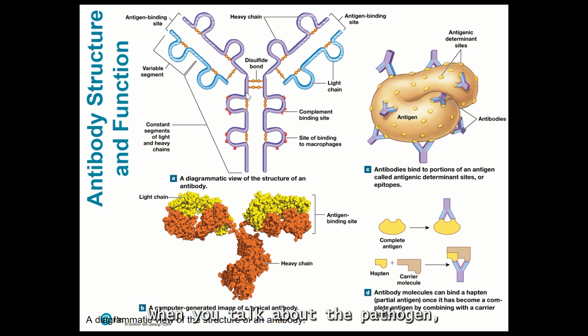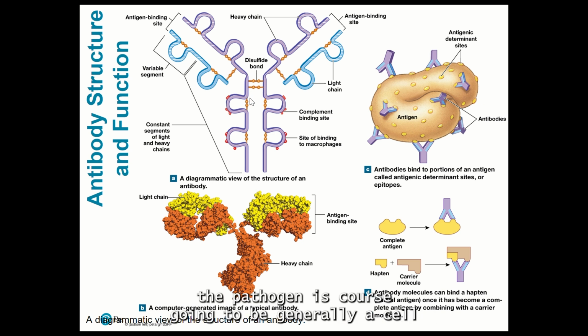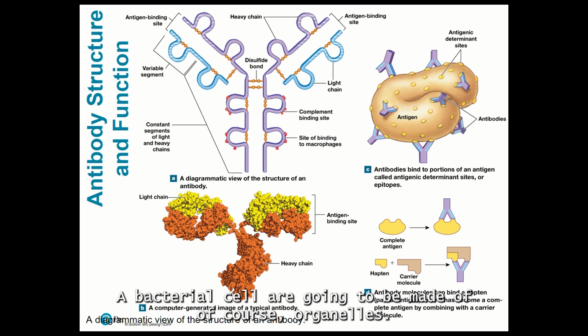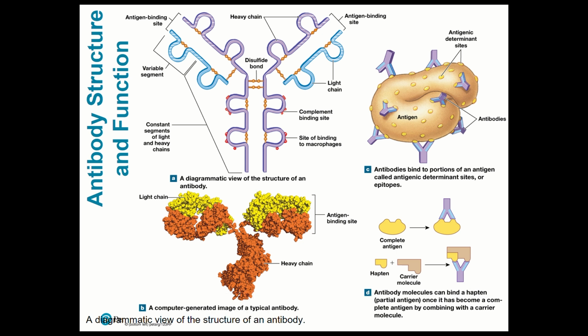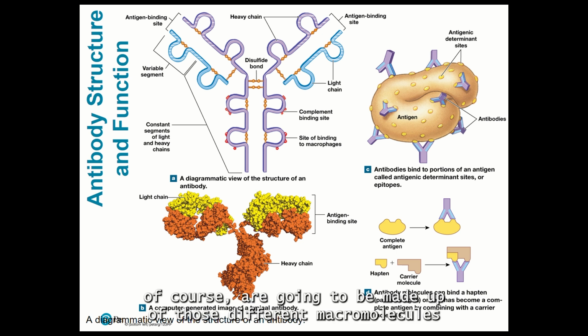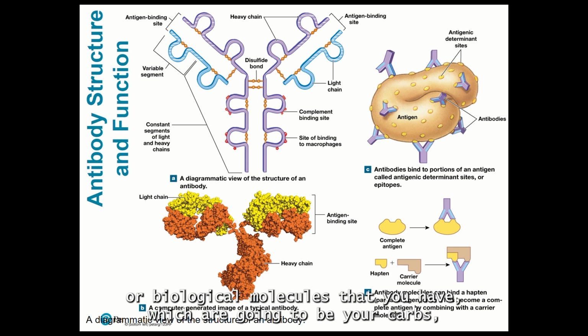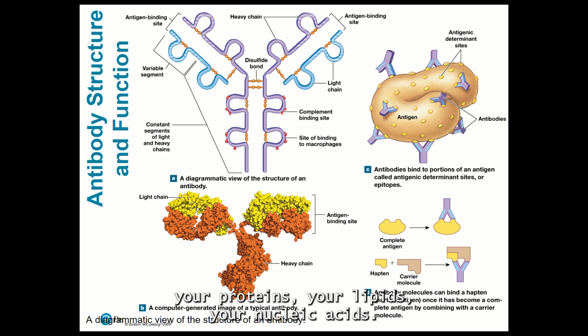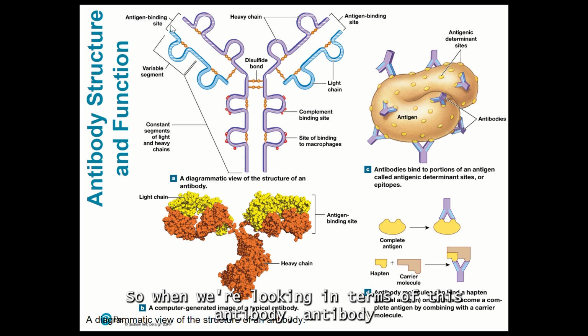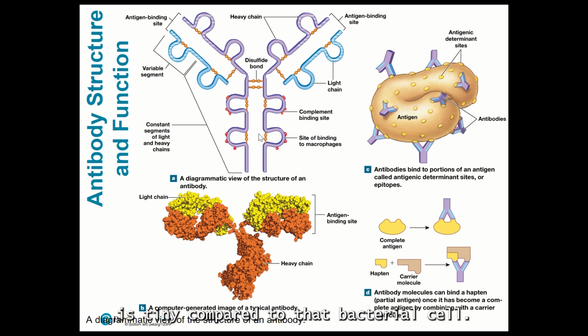When you talk about the pathogen, it is of course going to be generally a cell, like a bacterial cell that you're looking at. Bacterial cells are of course going to be made of organelles. Those organelles are going to be made of those different macromolecules or biological molecules that you have, which are your carbs, your proteins, your lipids, your nucleic acids. So when we're looking at this antibody, the antibody is tiny compared to that bacterial cell.